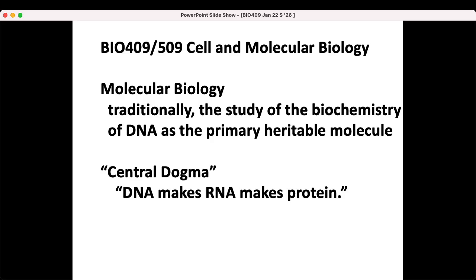It started out as the biochemistry of DNA, so in the 40s and 50s and 60s and so forth. It was, what's DNA? How's it organized? How does it function as the heritable molecule? And then in the 1960s, we grew into this thing they call the central dogma, and that's the idea that DNA makes RNA, makes proteins. That's how people say it, but it's not that DNA makes it; DNA gets transcribed into RNA, and then RNA gets translated into protein. That's a bunch of molecular biology.